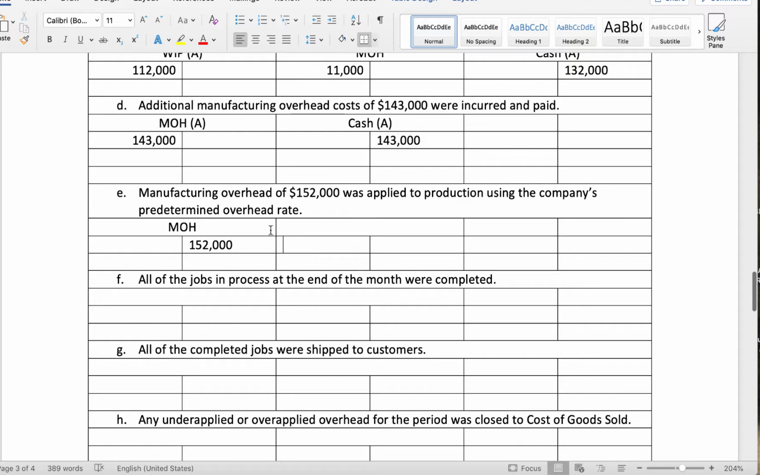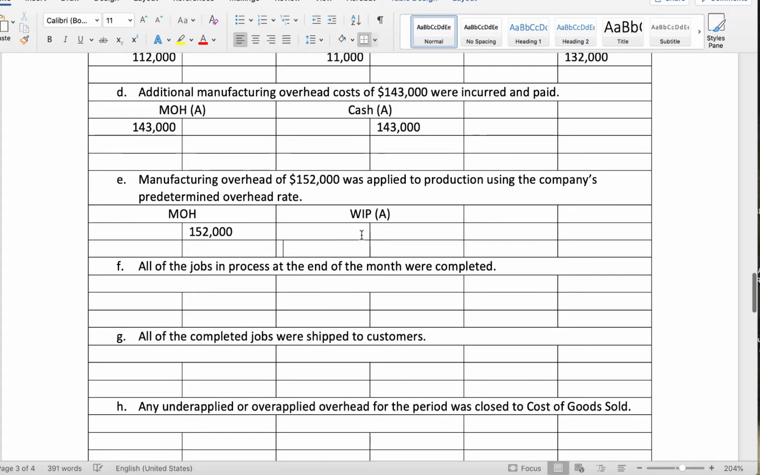We're applying it to WIP. So how do we do that? Well, remember, we're increasing WIP. You already know this, and you know what's going to come out of my mouth. WIP is an asset. You increase an asset with a debit. So I need to debit WIP for that $152,000.